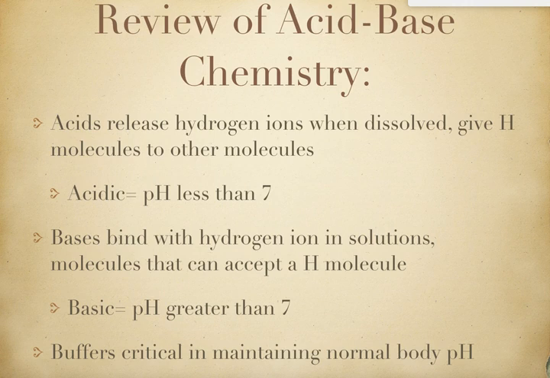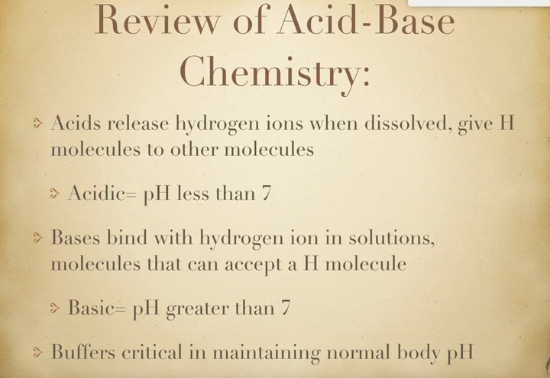So we know that acids release hydrogen ions when dissolved. They give a hydrogen ion to other molecules. We know that acidic means that the pH is less than 7. Bases bind with hydrogen ions in solutions, molecules that can accept a hydrogen ion. Basic solutions have a pH greater than 7.